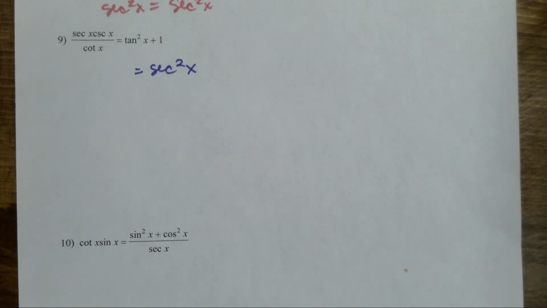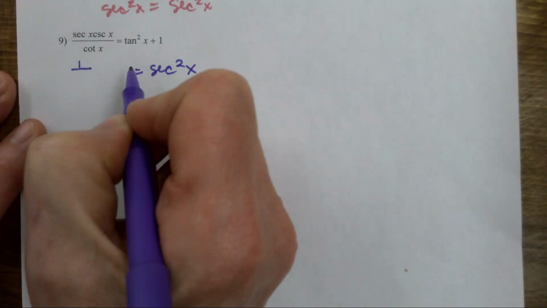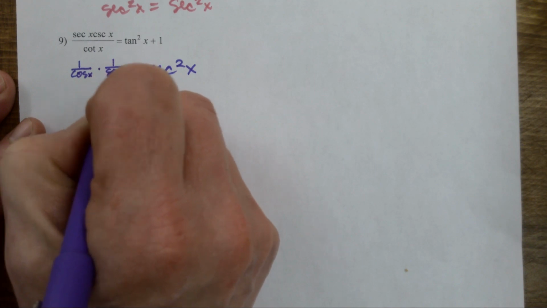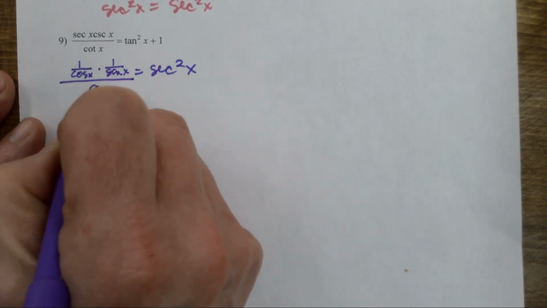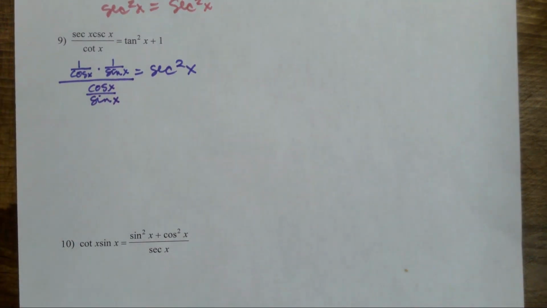Should I go with the old standby and put it into sine and cosine? Seem reasonable? Okay. That is 1 over cosine times 1 over sine, all over cosine over sine. Can I flip and multiply now? Yes, because there's no plus in that denominator. It is a solid fraction. Flip and multiply. Let's do it.